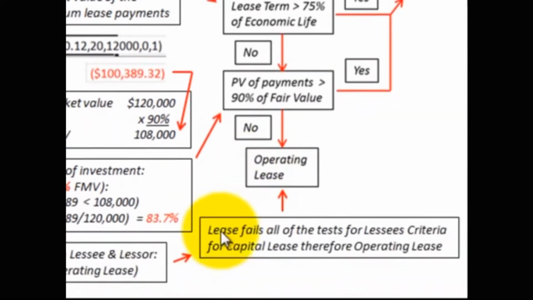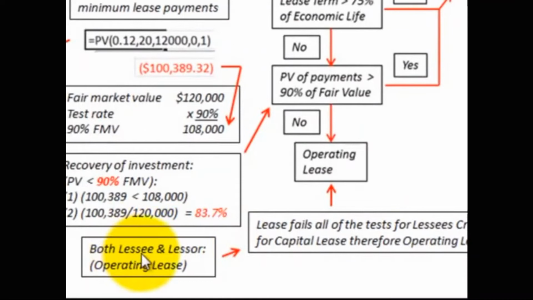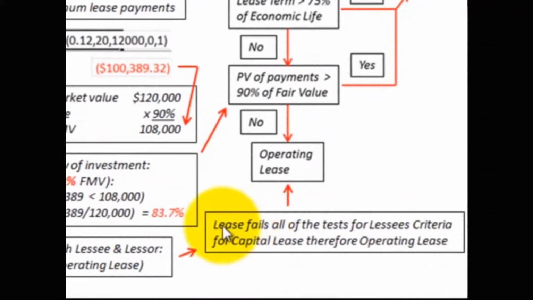And again, if the lease fails all of the tests for the lessee, for the criteria for determining whether it's a capital lease here, then it would be again classified here as an operating lease. And for example, here both the lessee and the lessor are going to be using this as an operating lease here, but we went through it here from the lessee's perspective.